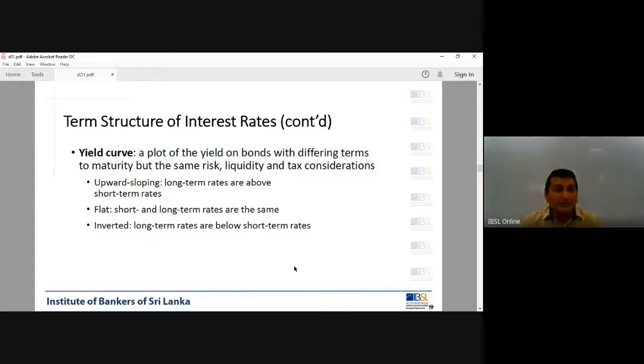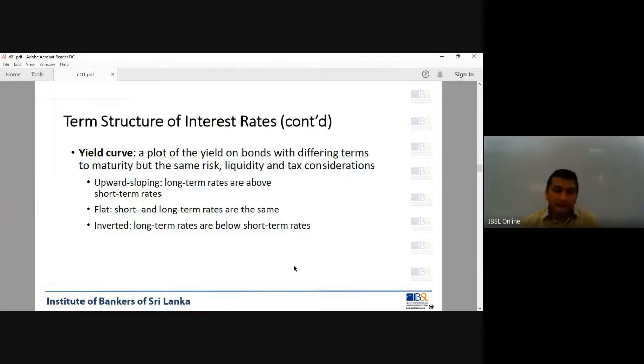So what is the yield curve? It is a plot or a chart, you can call it that way, of yields or interest rates on bonds with differing terms to maturity, but the same risk, liquidity, and tax considerations, that is, the term structure of interest rates characteristics. That means the maturity is now variable, but the risk, liquidity, and tax considerations are identical. When you present this in the form of a plot or a chart, what you are seeing is a yield curve.